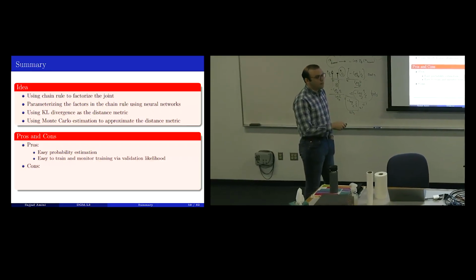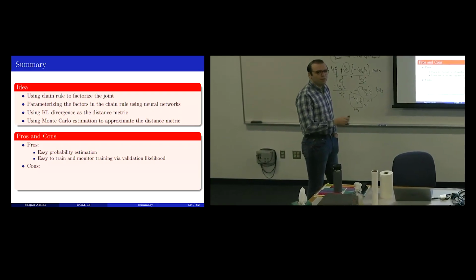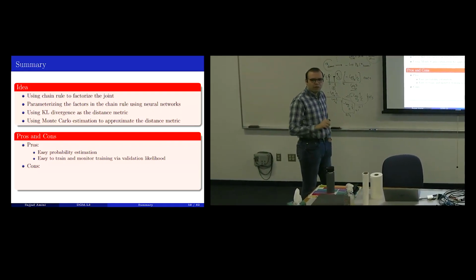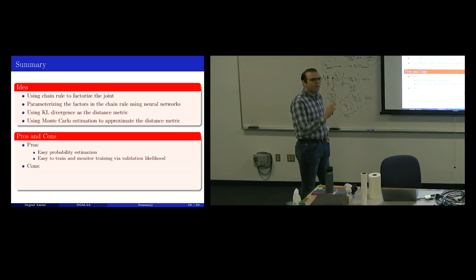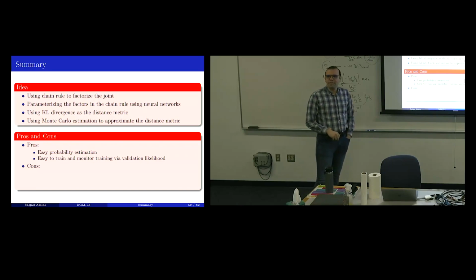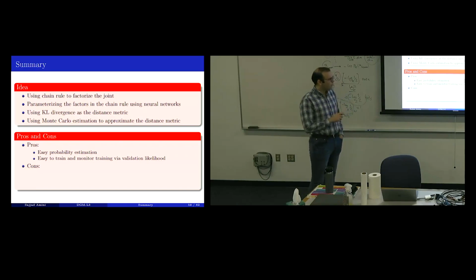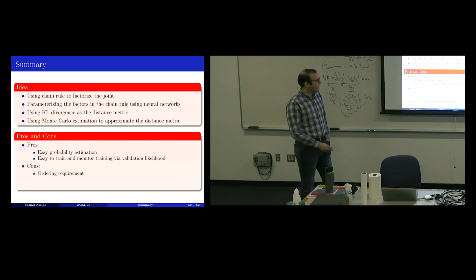And easy to train and monitor. It is a very important point because you can easily calculate the negative log likelihood over the validation set and stop whenever the negative log likelihood is increasing over the validation set. And it is easily monitorable for training.